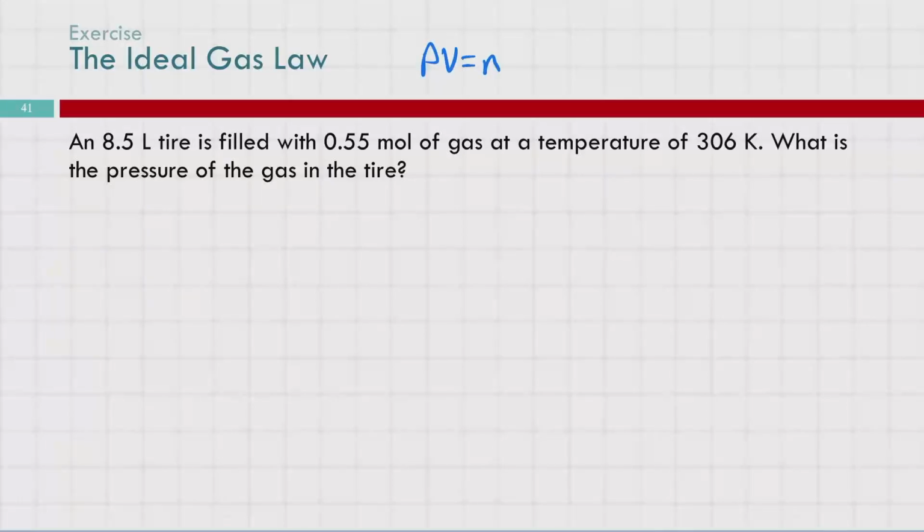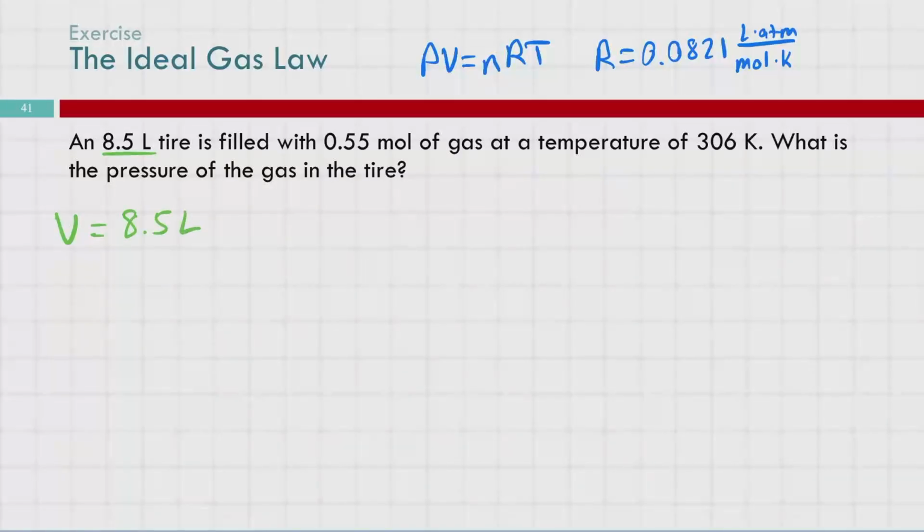So PV equals nRT, R equals 0.0821 liter atmospheres per mole Kelvin. Give you a little bit of time to work on this one. All right, I'm going to write in our variables over on this side, just so that we've got them. And we're looking for pressure.